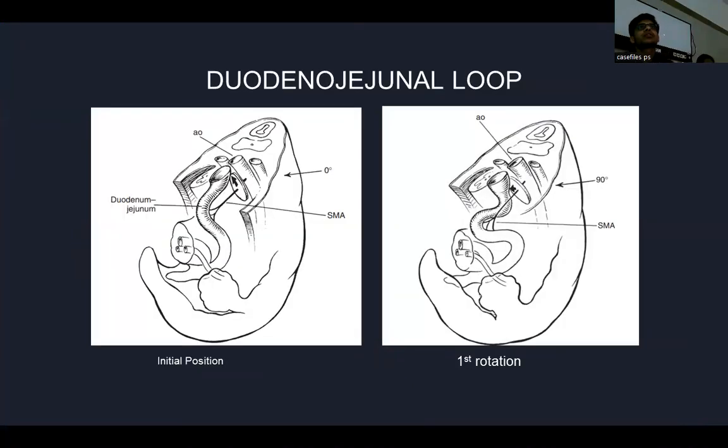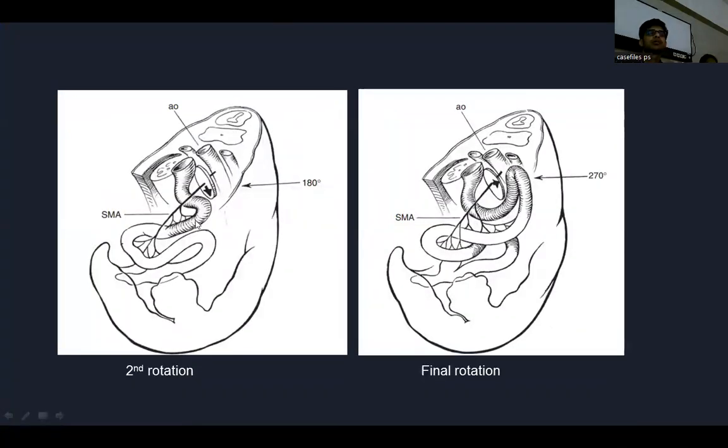To see the rotation of the duodenojejunal loop, it is initially above the superior mesenteric artery. Then it first rotates to the right of the superior mesenteric artery, after which it goes below the superior mesenteric artery, and then it goes around towards the left of the superior mesenteric artery.